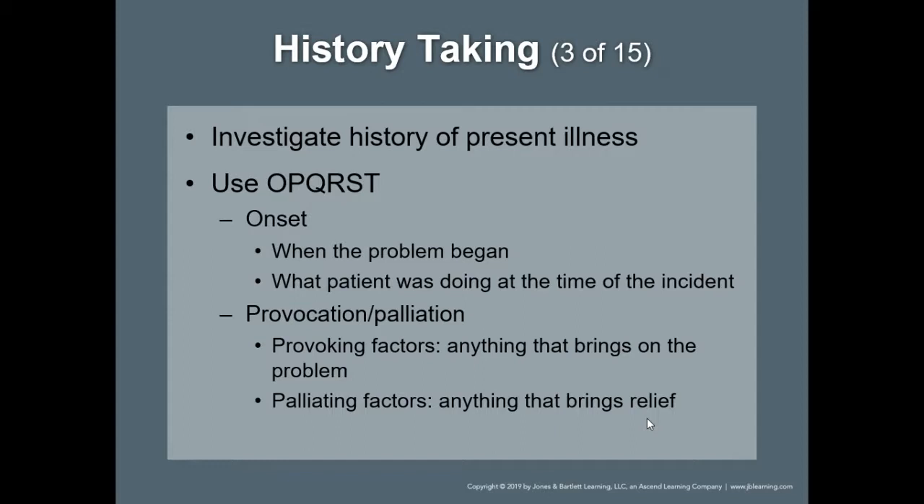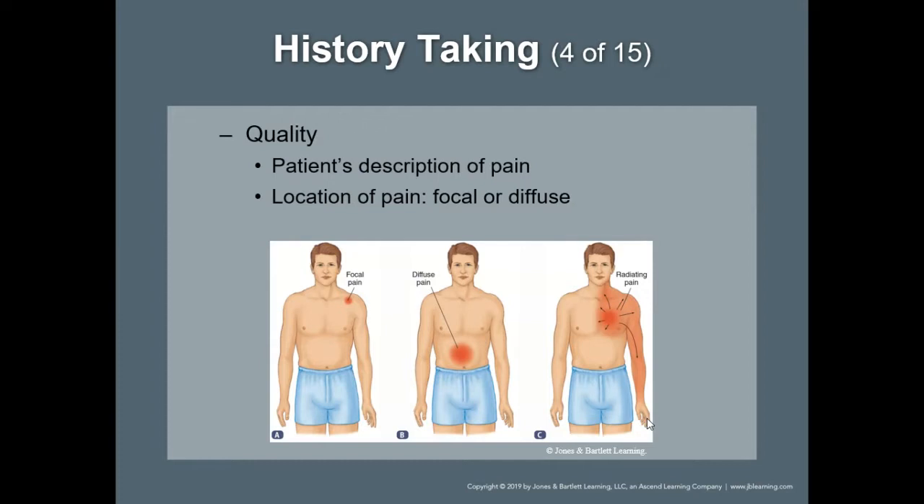O is for onset, so this is when the problem began, what the patient was doing at the time of the incident. That's onset. Provocation or palliation: provoking factors, anything that brings on the problem, palliating factors, anything that brings relief. Quality: the patient's description of pain. Location of pain, focal or diffuse. So the pain can be focal, it can be diffuse.